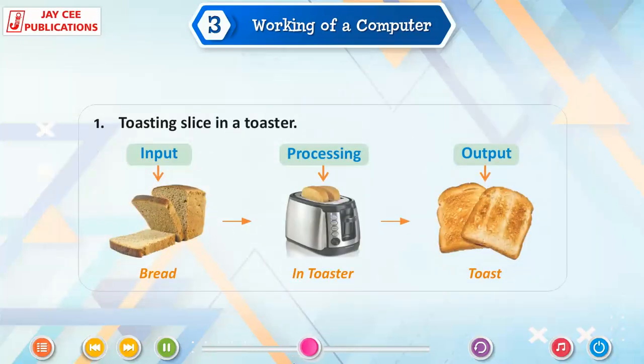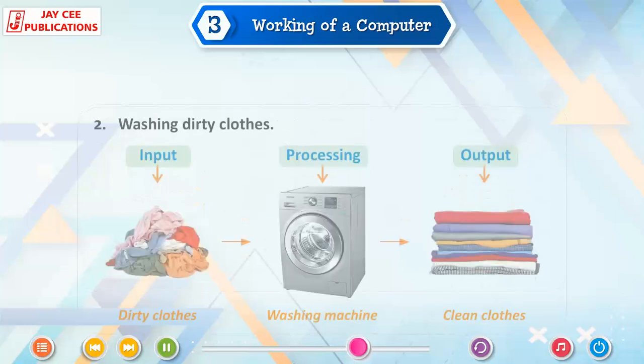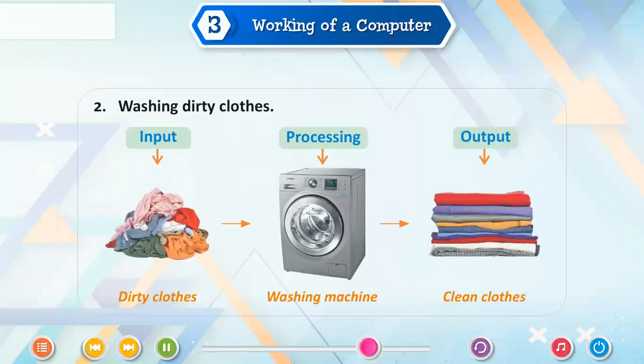1. Toasting a slice in a toaster. Input, bread. Processing, in toaster. Output is the toast. 2. Washing dirty clothes. Input, dirty clothes. Processing, washing machine. Output, clean clothes.